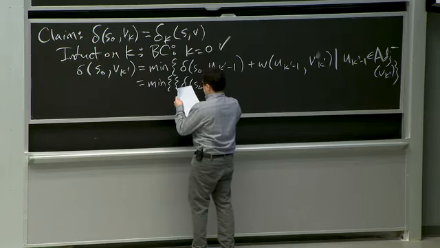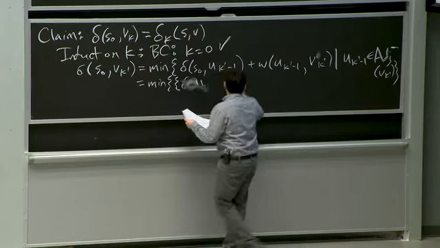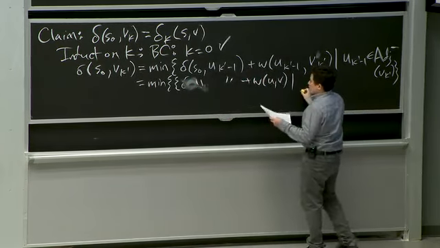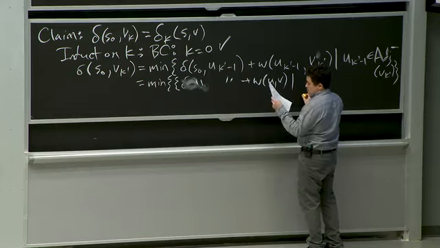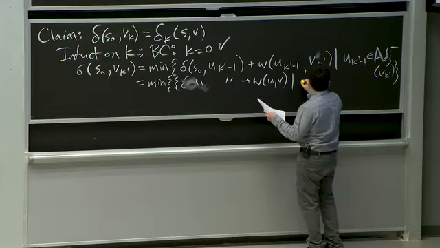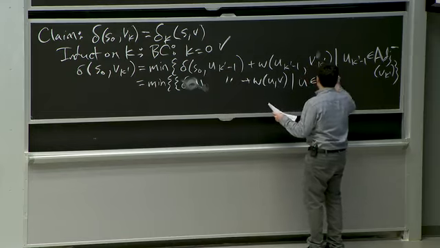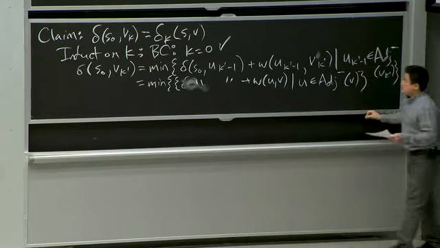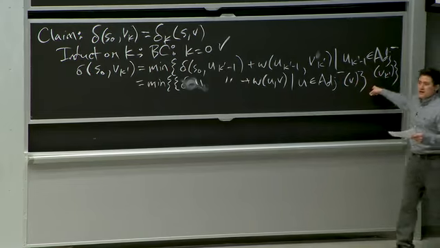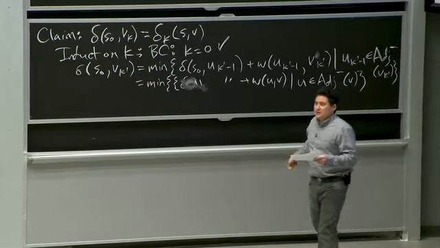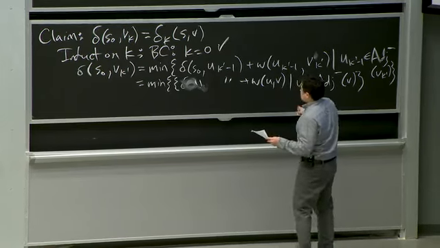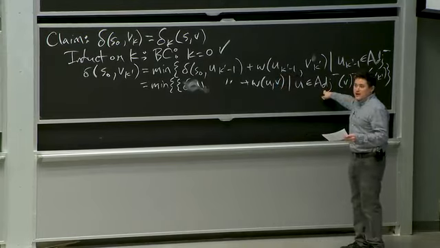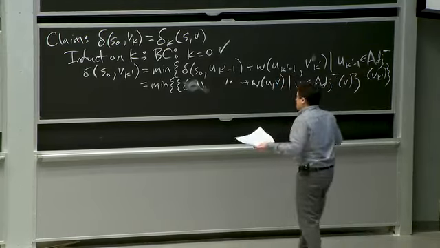Same thing, plus W_UV for all U in the incoming adjacencies of my original vertex, in addition to one more term. What is that other term? These are all of the things corresponding to my incoming edges in my original graph, but I also have that one edge coming from the V before it, right?